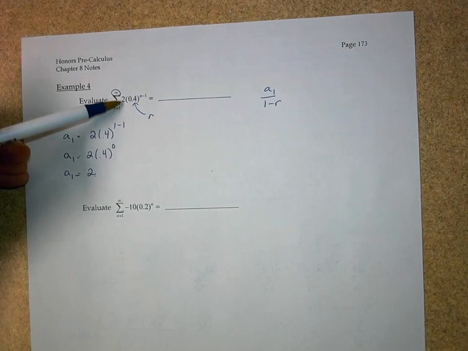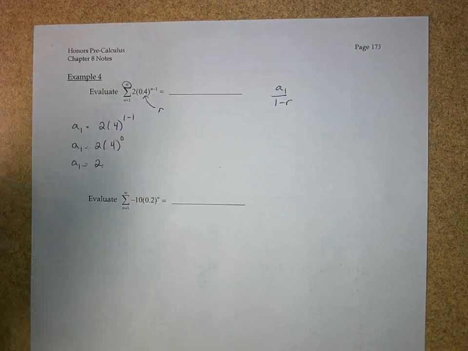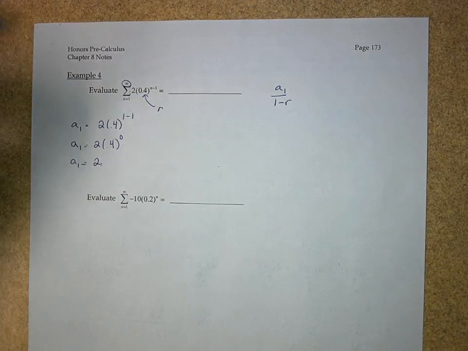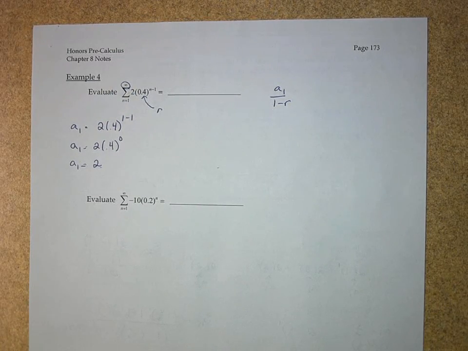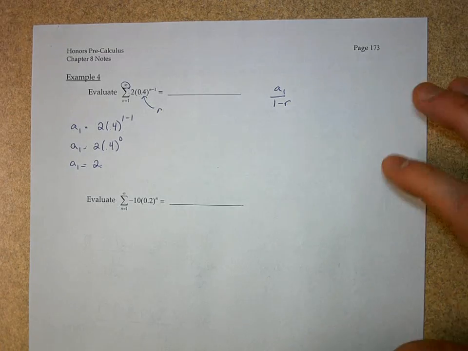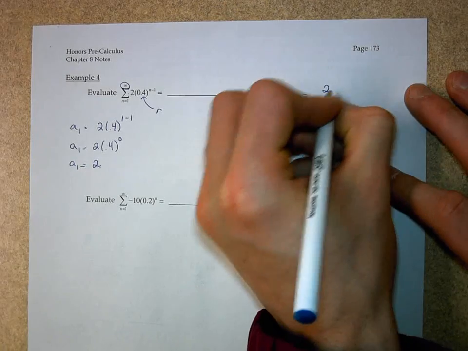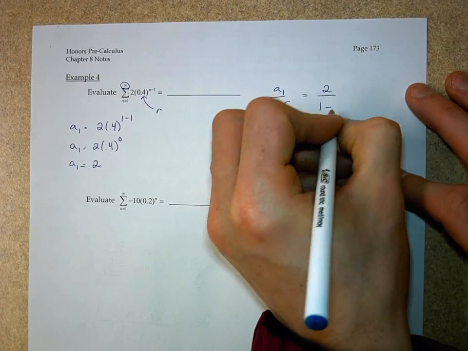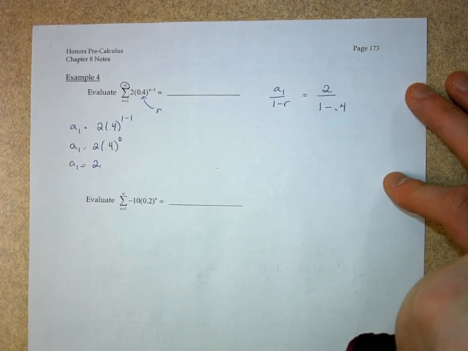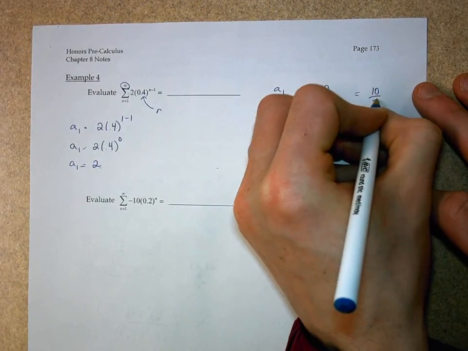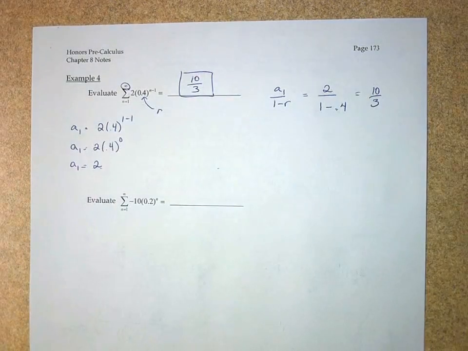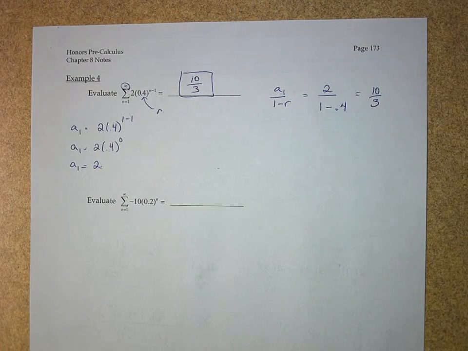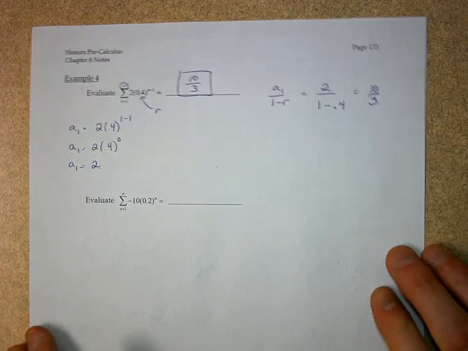So here's a situation where that front value is a sub 1. That value is a sub 1 because if I plug in a 1 to the n minus 1, that quantity goes to 0, and then anything raised to the 0 is 1, so that 2 is my a sub 1. So here, a sub 1 is 2, 1 minus r, which is 0.4, that equals 10/3. So I actually get a regular number for something that I add infinitely.